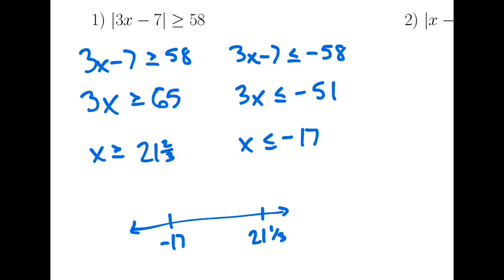21 and 2/3, not 1/3. We are greater than or equal to that 21 and 2/3, so we're out to the right. And we are less than or equal to that negative 17, so we're out to the left from there. So the distance is greater than, so we end up with an OR. We are going away from each other with that graph.